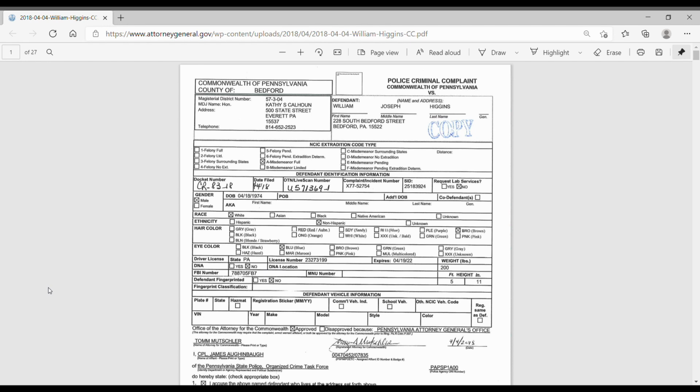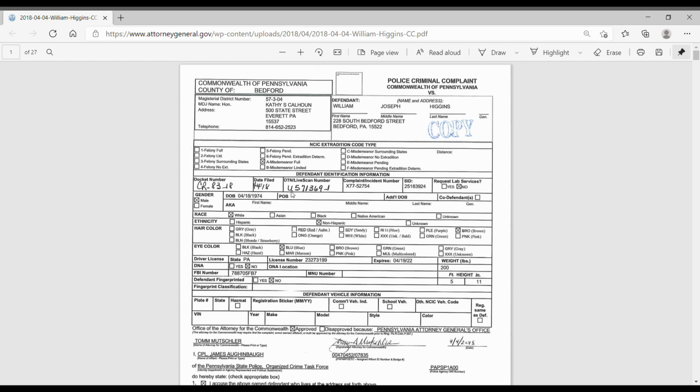So the first page is going to have the defendant's information, William Higgins, and their address. It has over here the magisterial district judge that the case is filed out of, and their address and phone number. It's going to have some biographical information about the defendant. It's going to have this right here, this OTN number. That's an important number. That's the offense tracking number.